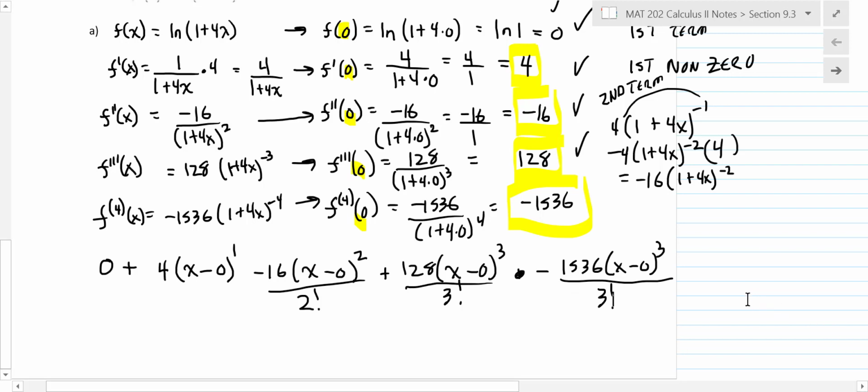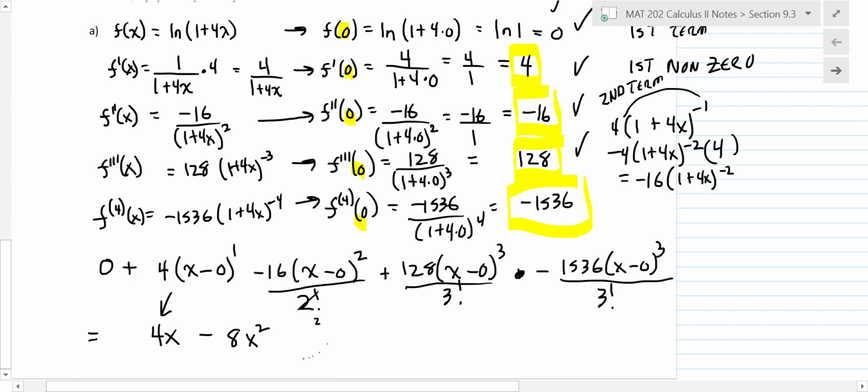Now, you can write this out a little bit. If you simplified this, you would end up having 4x. Okay, right? And then this you could do, see that's 16 over 2. 2 factorial is 2, right? 2 times 1. So 16 over 2 is 8. So that would be minus 8x squared. Okay, like that. All right.